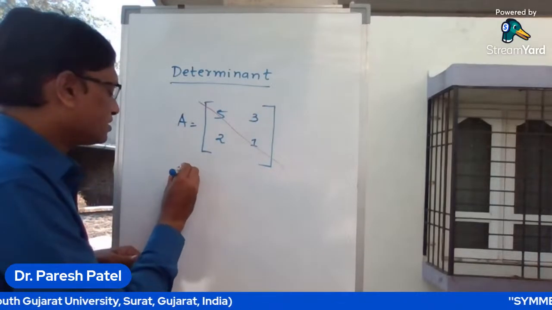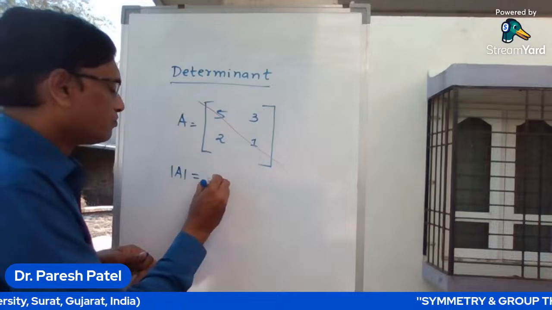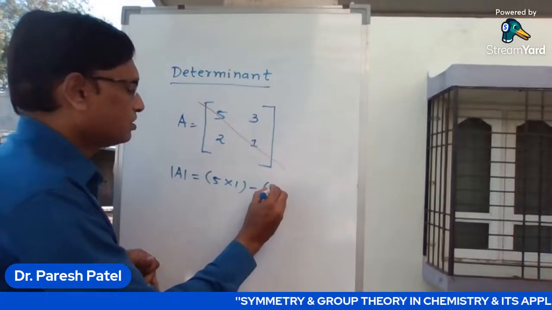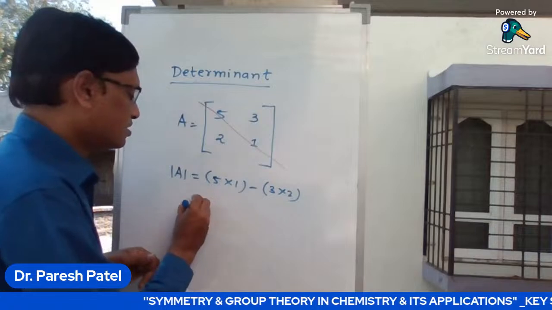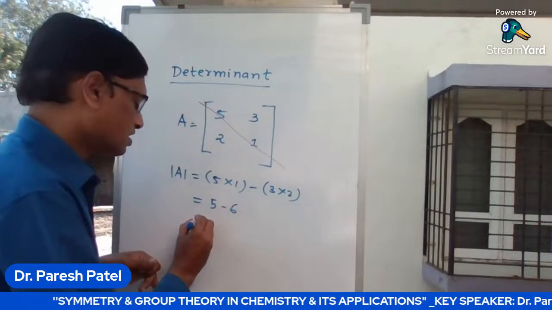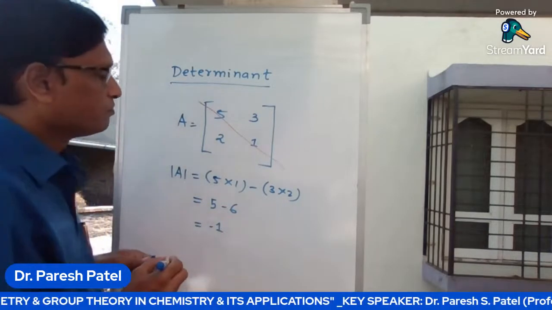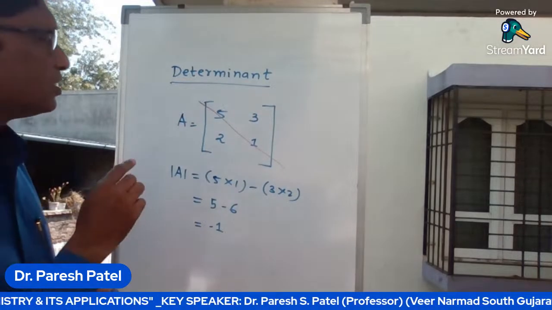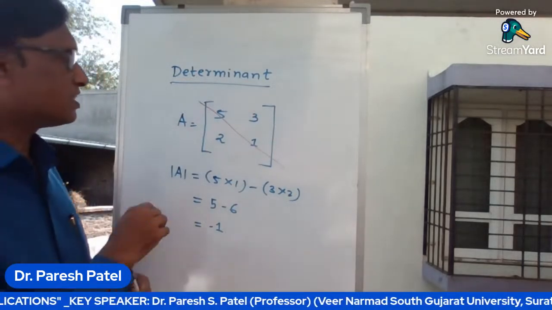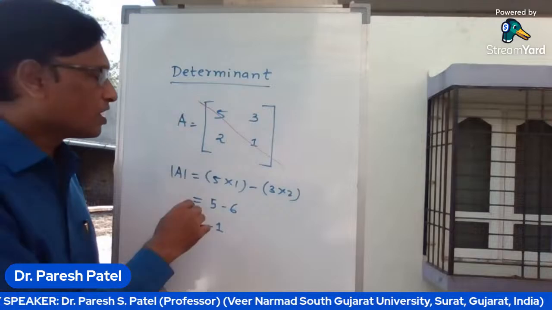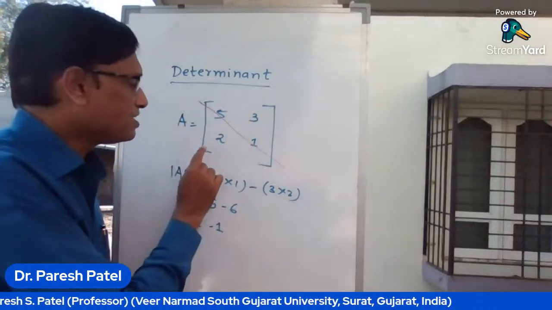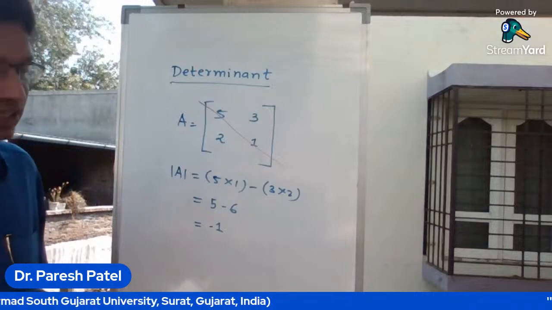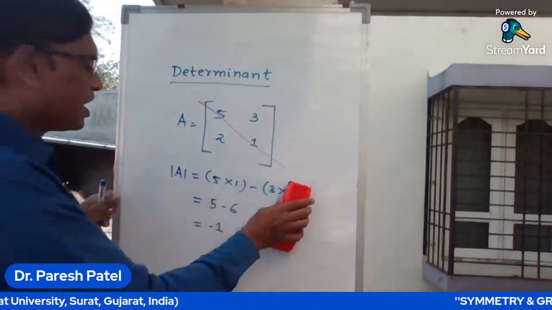So the determinant of matrix A is equal to 5 times 1 is 5, minus 3 times 2 is 6, which is 5 minus 6, equal to minus 1. So for a two-dimensional matrix, the determinant is the product of the diagonal elements minus the product of the other elements.